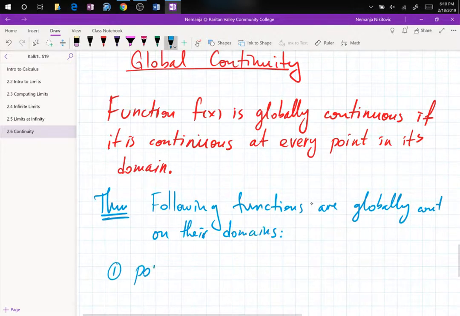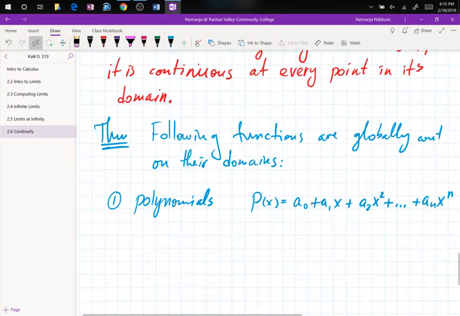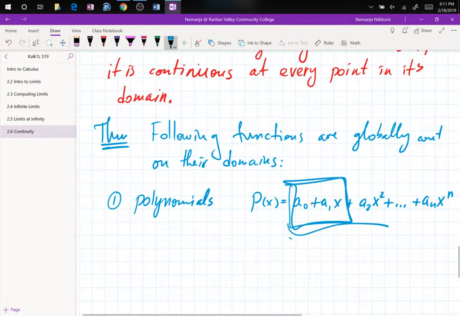Number one, polynomials. P of x is equal to a0 plus a1x plus a2x squared plus dot dot dot plus an x to the n. This covers a lot. Your constant function, y equals 5, your linear functions, mx plus b, your quadratic, and then cubic, and whatever other power. So it covers a lot under polynomial.